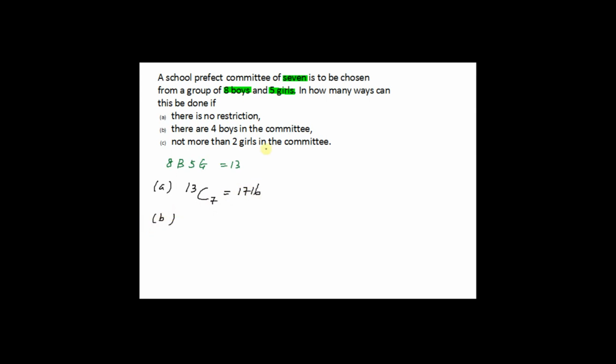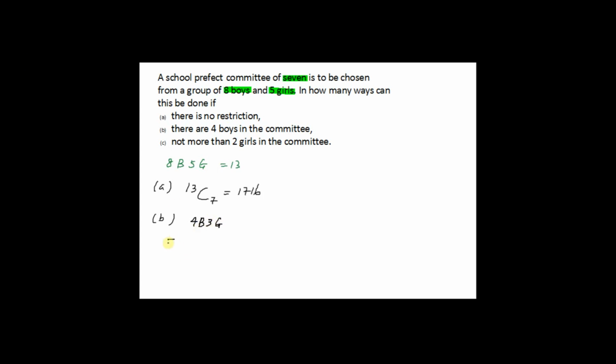For part B, we have to find how many ways can be done if there are 4 boys in the committees. So now you need 4 boys in the committees. Remember, you have to choose a committee of 7. So you choose another 3 girls. So the total you have 7 people in the committees.